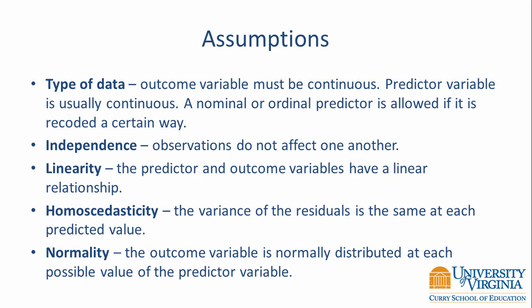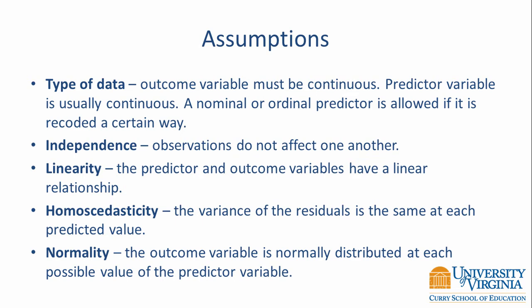Homoscedasticity refers to the variance of residuals. If homoscedasticity is satisfied, the variance of residuals is consistent across all predicted values. We will look at some plots that will help you understand the assumption of homoscedasticity. The assumption of normality means that the outcome variable is normally distributed at each value of the predicted variable.